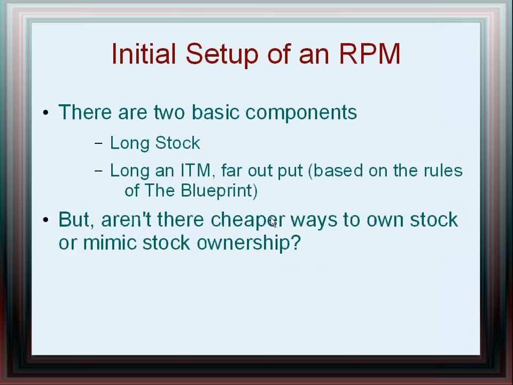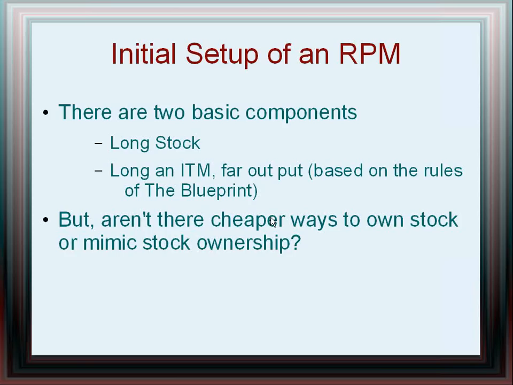What do we have? We bought stock, we're long stock, and we're long an in the money, far out in time put option to reduce our risk to single digits based on the rules in the blueprint. But aren't there cheaper ways to potentially own stock or mimic stock ownership?